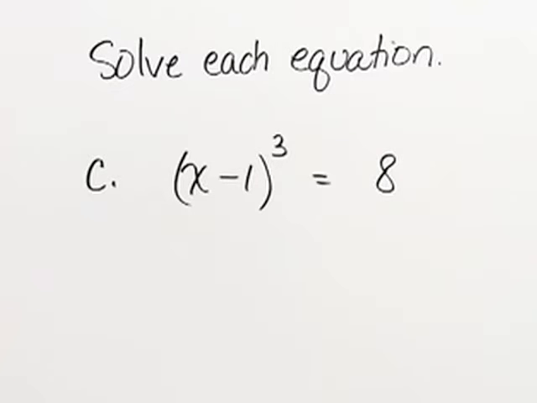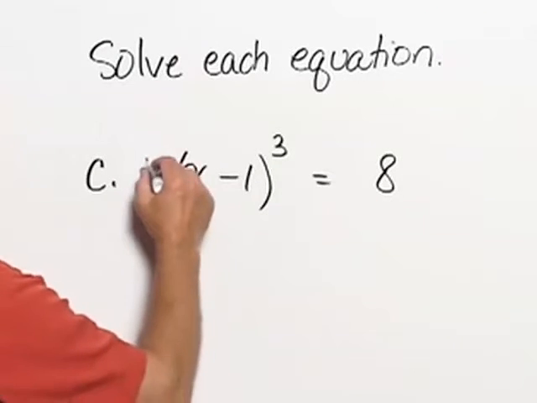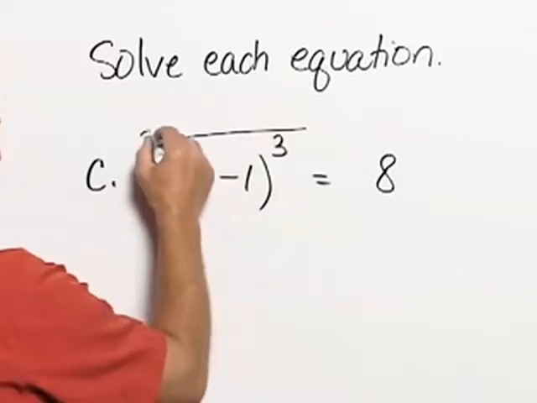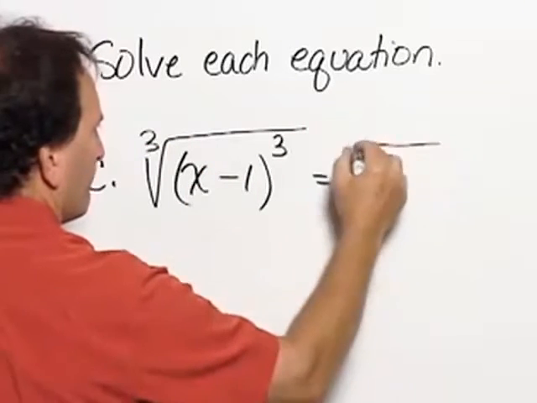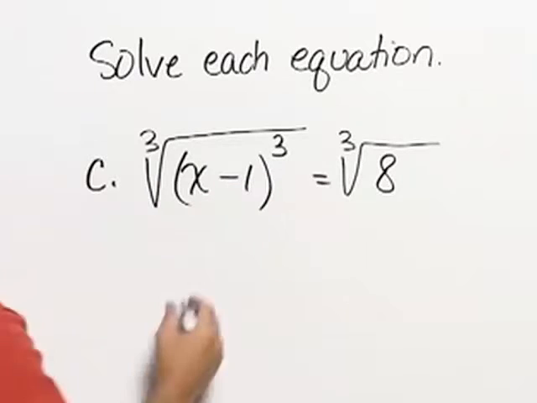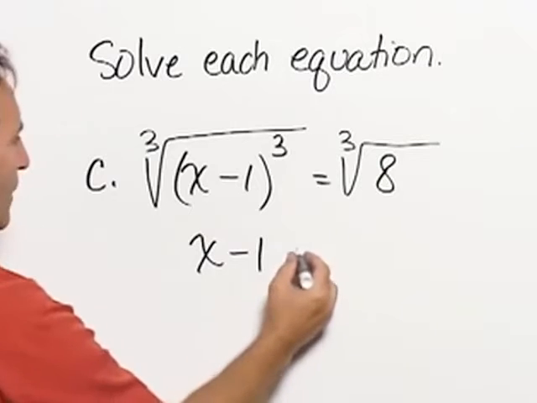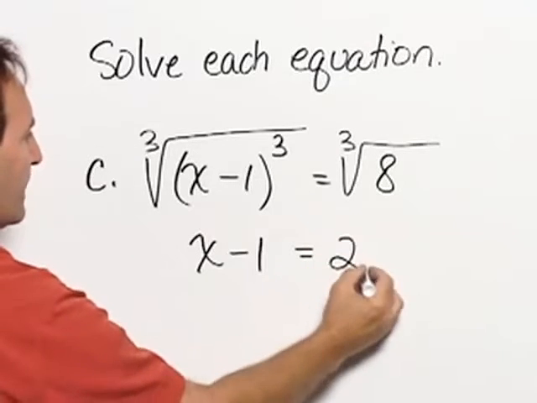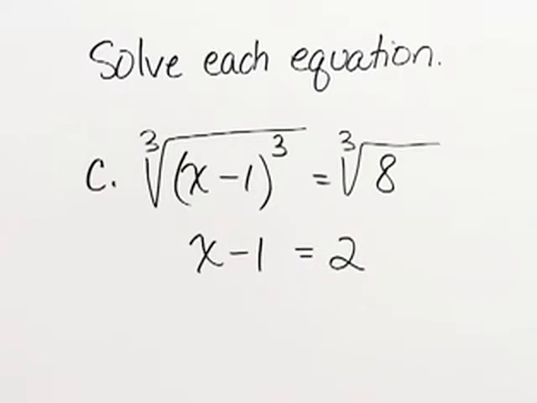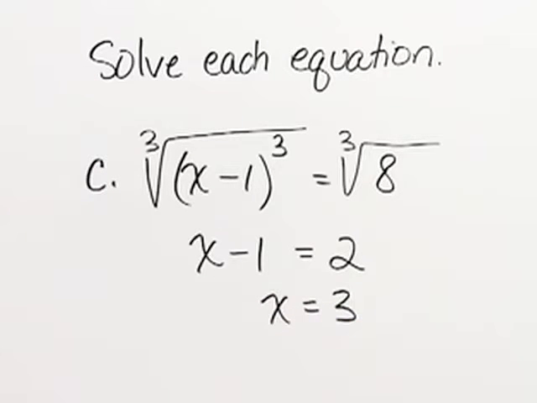Part C, the quantity x minus 1 cubed equals 8. So in this example, what we'll want to do is take the cube root of each side, because when we take the cube root of a quantity cubed, we simply get the quantity. So in this case, x minus 1 will equal the cube root of 8, which is equal to 2. Adding 1 to both sides, we have a result, x equals 3.